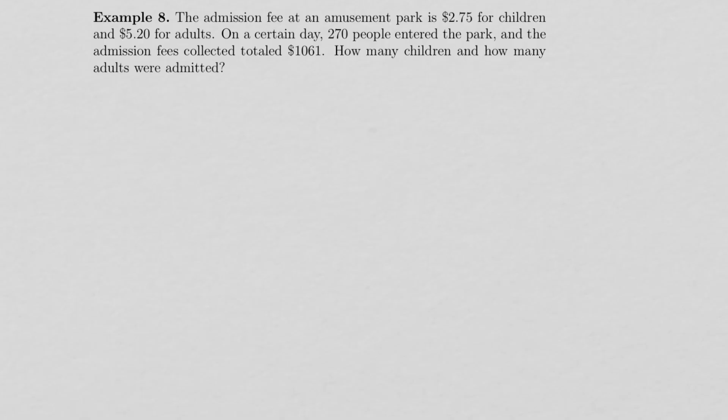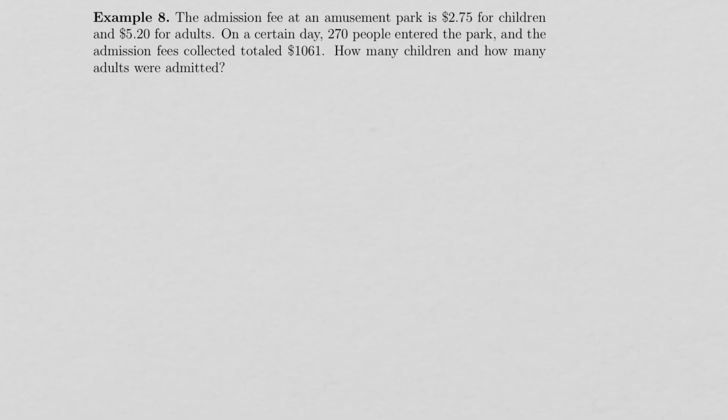So the first example, this is a very common type of problem for a system of linear equations in two variables. It says the admission fee at an amusement park is $2.75 for children and $5.20 for adults. On a certain day, 270 people entered the park, and the admission fees collected totaled $1,061. How many children and how many adults were admitted?